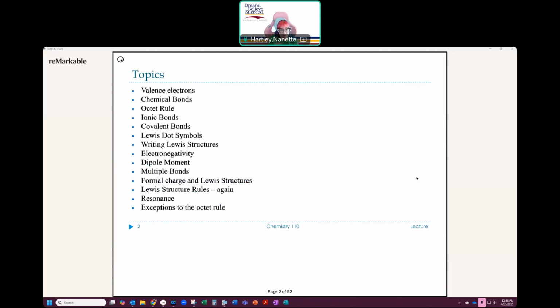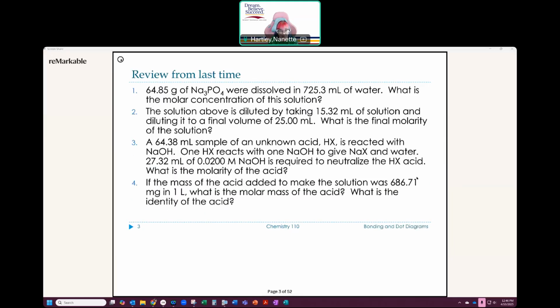This is a lot of stuff that we're going to be talking about. It's not going to take as long as it looks. We do have a little bit of review material that we're going to talk about first. So let's go ahead and get into that first. So from last time, we have 64.85 grams of Na3PO4 dissolved in 725.3 milliliters of water. What's the molar concentration of that solution?